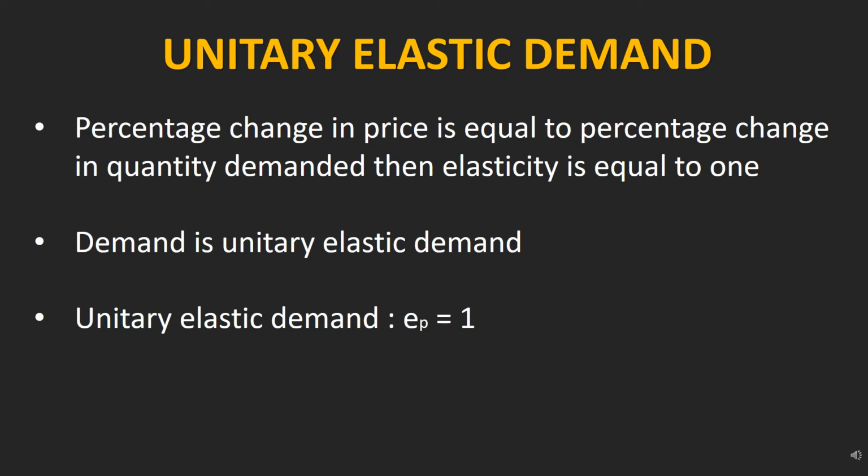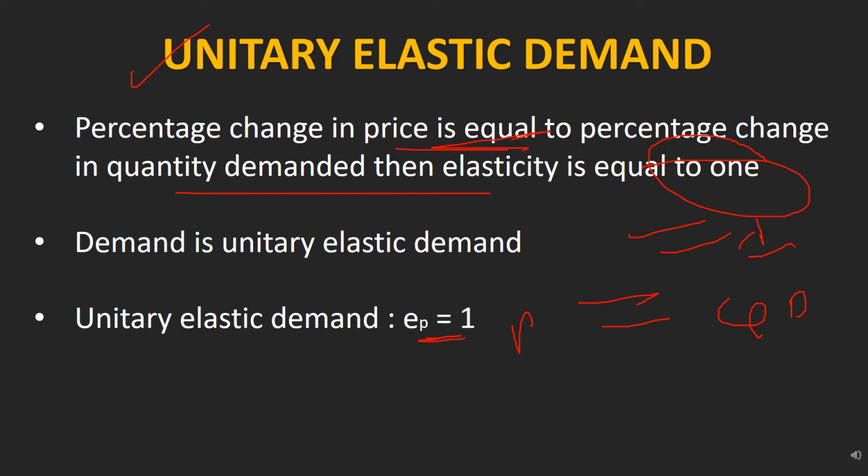Next one, unitary elastic demand. What is unitary elastic demand? The percentage change in price is equal to the percentage change in quantity demanded. Then the elasticity is equal to 1. That is unitary elastic demand. So in unitary elastic demand, EP is equal to 1.